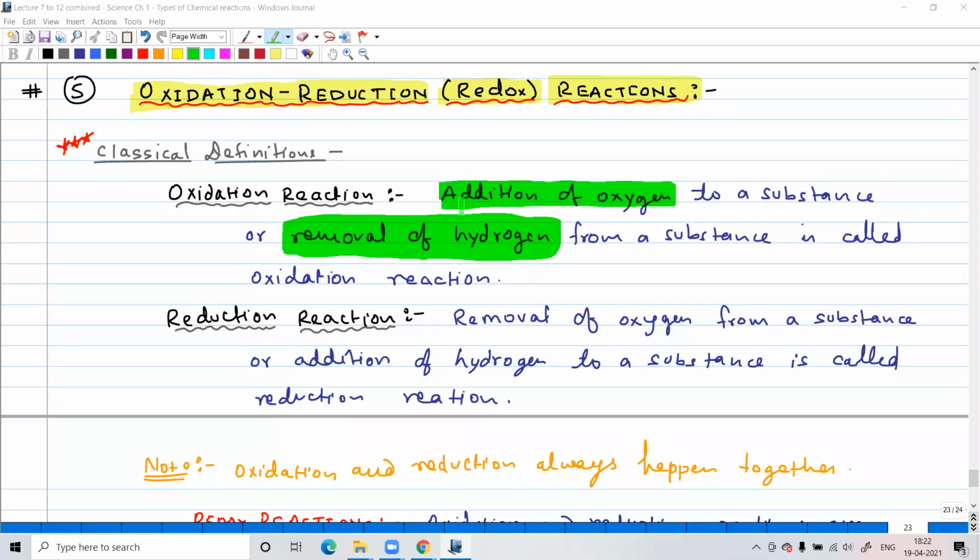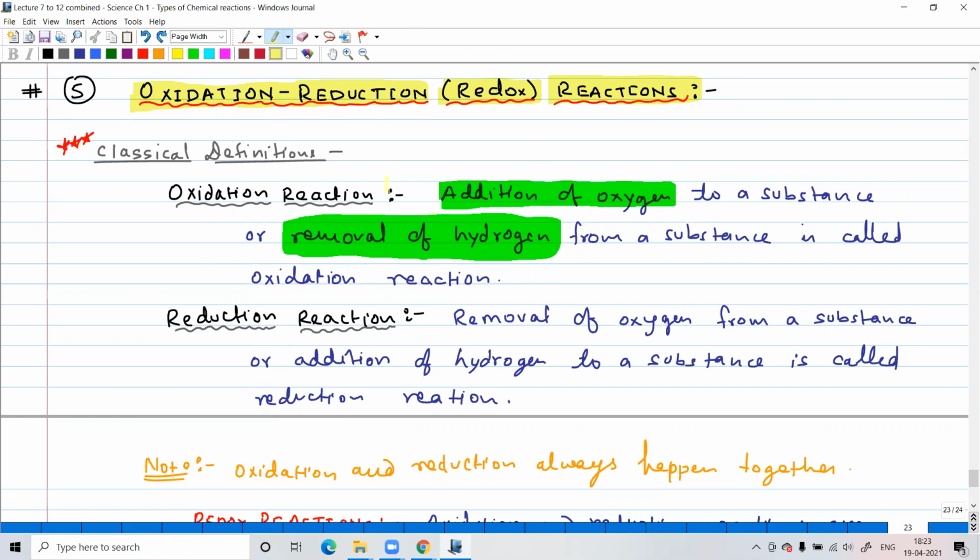Yeah, so we are talking about the redox reaction over here, oxidation reduction reaction, and I just started with oxidation. So what I was saying, oxidation reaction is nothing but addition of oxygen to some substance or removal of hydrogen from the substance. That will be called as oxidation reaction.